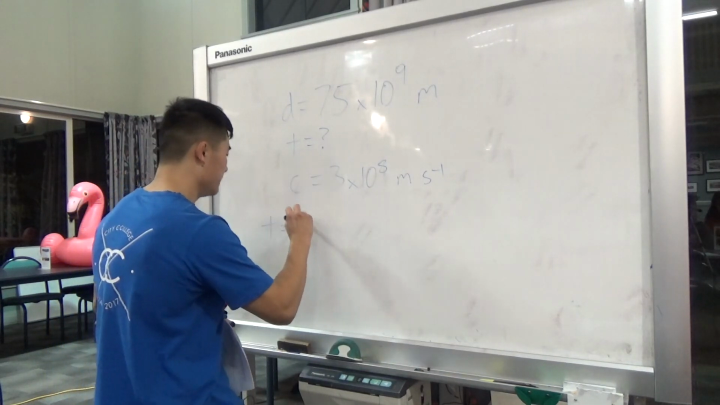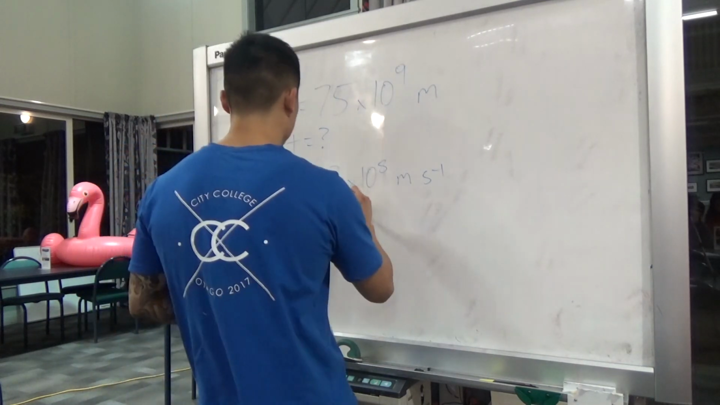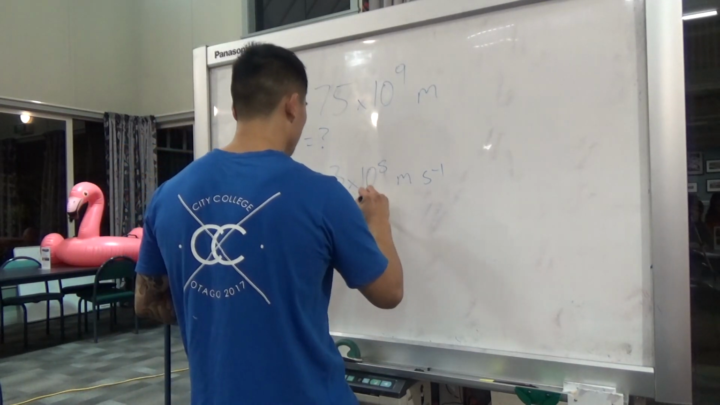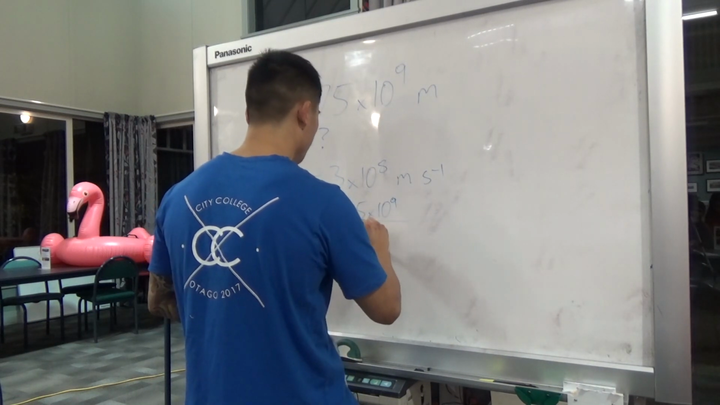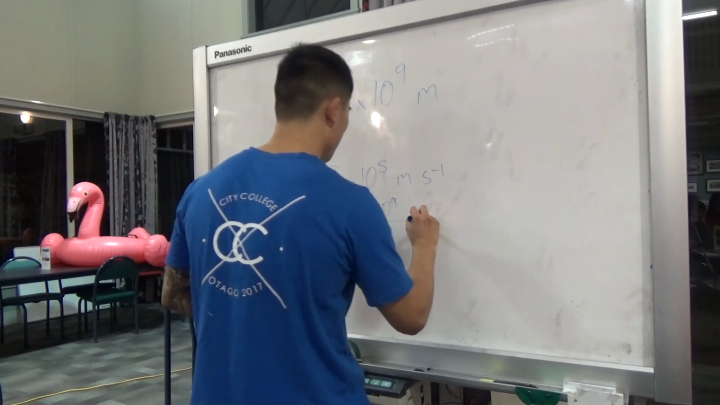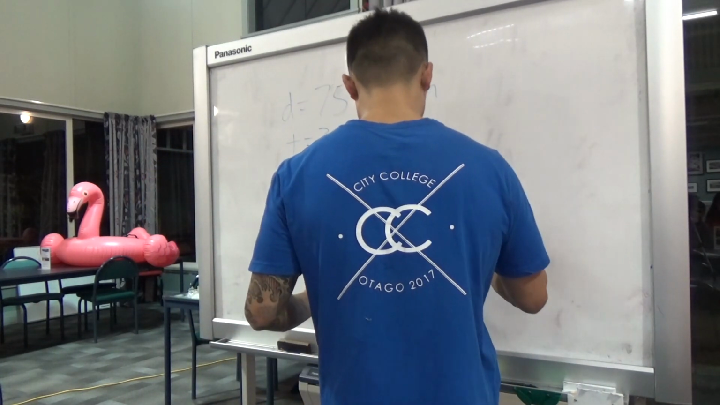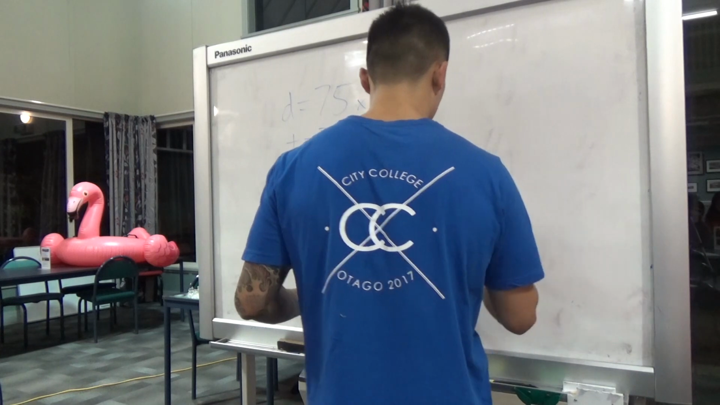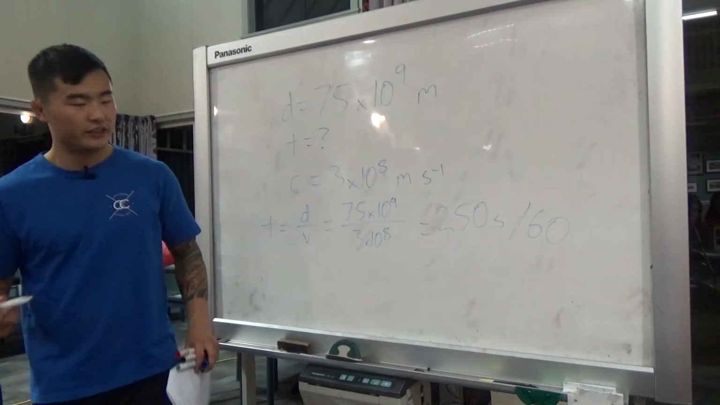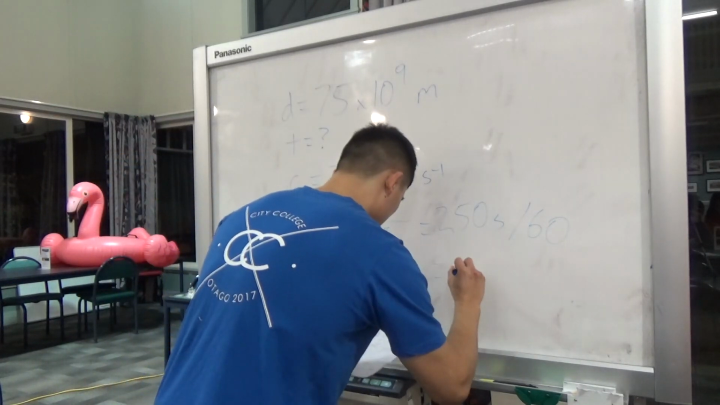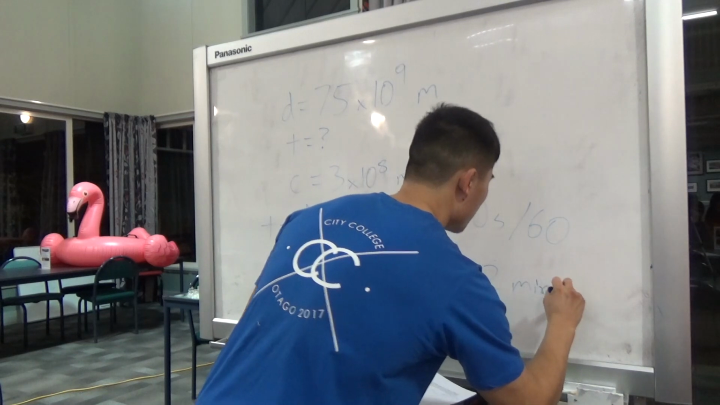Time is equal to distance divided by velocity. So that's 75 times 10 to the power of 9 divided by 3 times 10 to the 8. And that will give you 250 seconds. And then divide that by 60 to get that in minutes, and that will be 4.2 minutes.